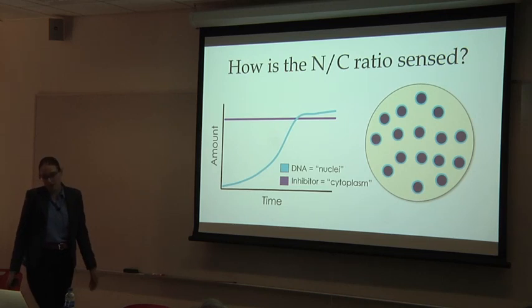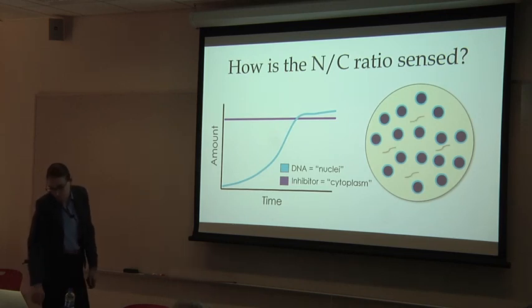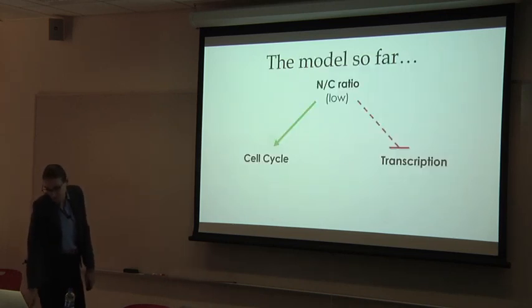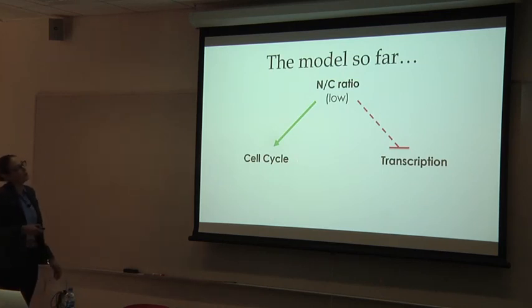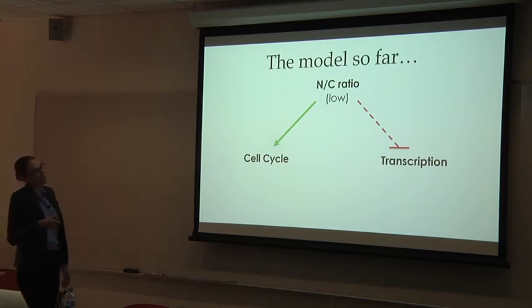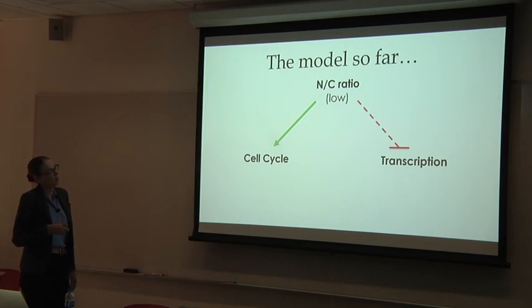And this is sort of where I came in. So you get cell cycle slowing, you get transcriptional activation. When the nuclear cytoplasmic ratio is low, we have activating cues to the cell cycle. This is better established, so I'm drawing it as a solid arrow. And then we know that transcription is inhibited.